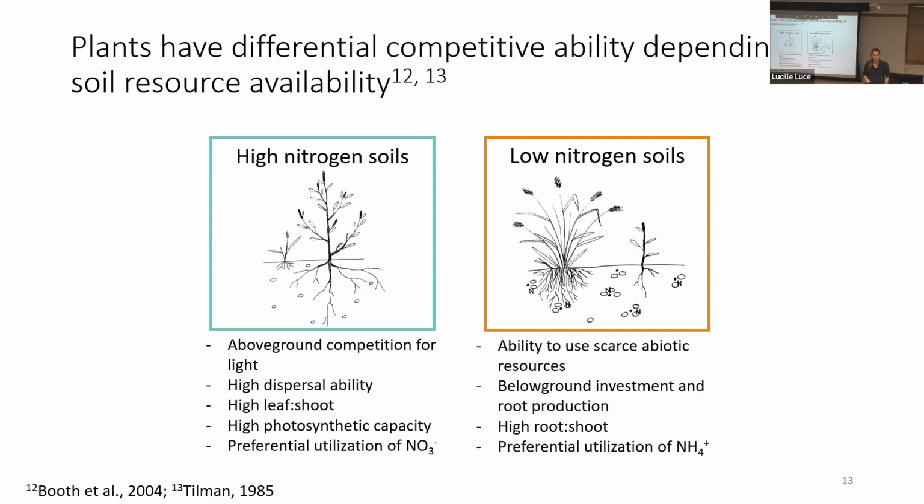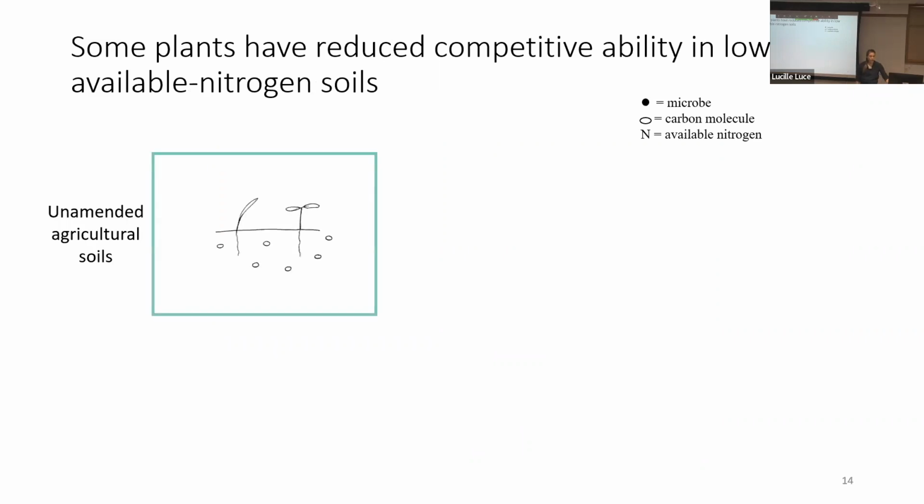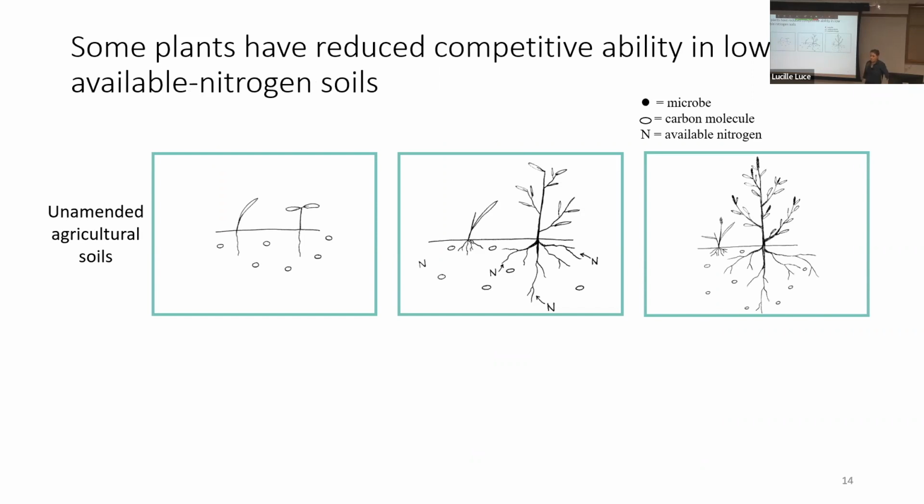But in low nitrogen soils, we have plants that are better at using abiotic resources. They have better or more below ground investment, so higher root to shoot ratios, and they may be a little bit slower growing. So if we put those two ideas together of nitrogen immobilization and different growth strategies in plants, if we have an ag soil where we don't amend the soil, and two plants, one is going to be better at taking up nitrogen, and then it may outcompete the other plant.